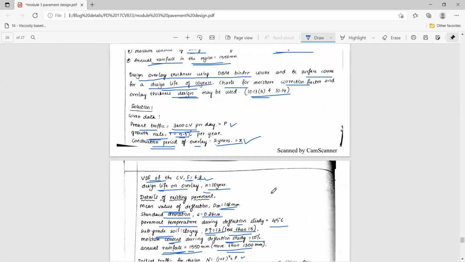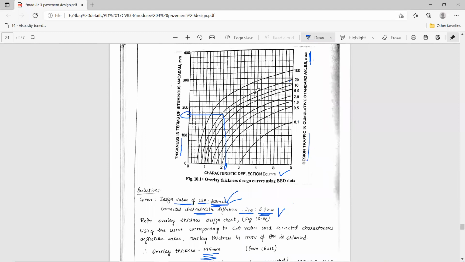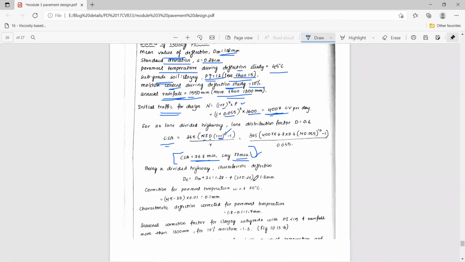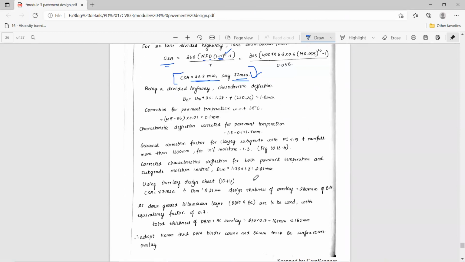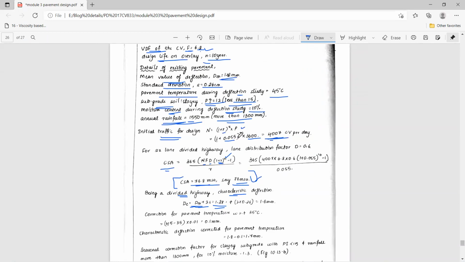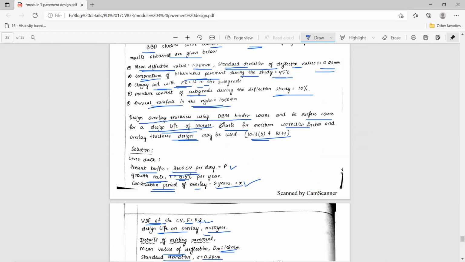Now, in order to refer to the overlay thickness graph, we need two data, correct? Deflection data and curve data. Curve data is now available, that is the design traffic cumulative standard axle, 77. But for the x-axis we need to calculate deflection by applying the corrections. So how do we apply the corrections? This is the procedure. Since it is a divided highway, the characteristic deflection is given by mean deflection plus 2 times the standard deviation. The mean deflection in the problem is given as 1.28, right?